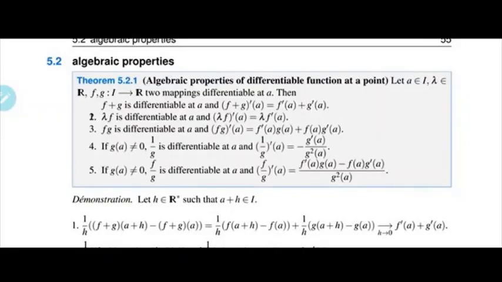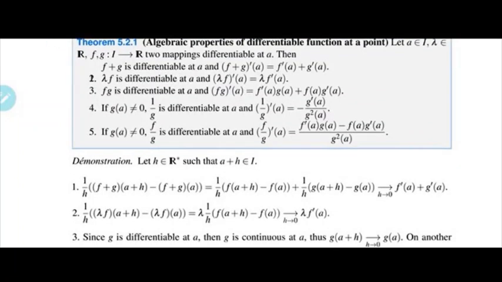We can now prove some properties of the differentiable functions at a point a. So if a belongs to I and lambda is a real number, and f and g are two functions differentiable at a, then the sum f plus g is differentiable at a, and the derivative of f plus g at the point a is equal to the derivative of f at a plus the derivative of g at a. And this can be easily proven using the definition of the limit.